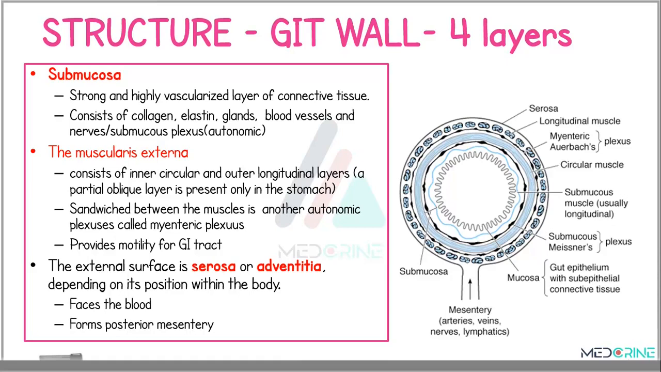Then we have the muscularis externa, which consists of the inner circular and outer longitudinal layers, with a partial oblique layer present only in the stomach. And in between the muscles of the muscularis externa, we have another autonomic plexus known as the myenteric plexus. The muscularis externa layer is the one that provides motility for the gastrointestinal tract.